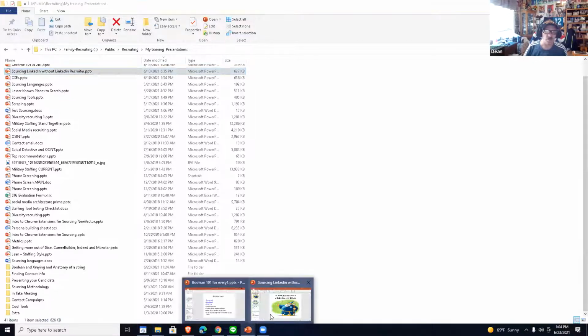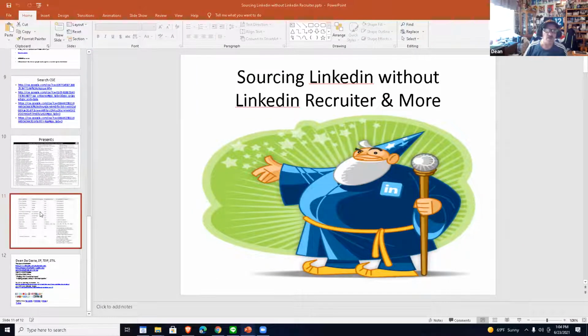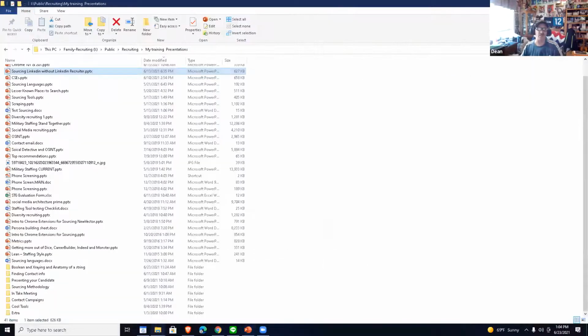Come on, you can do it. Let me see if it's listed here real quick. There we go. There's what we can use. So what we can try here using this, we got interested in, joined, all this stuff here. School, zip code, radius. Yeah, these operators will not find what you want, which is a graduation date or a date related to how many years of experience they have. So it's going to be tough to X-ray into LinkedIn and get that information.